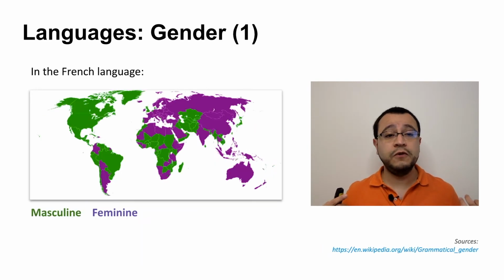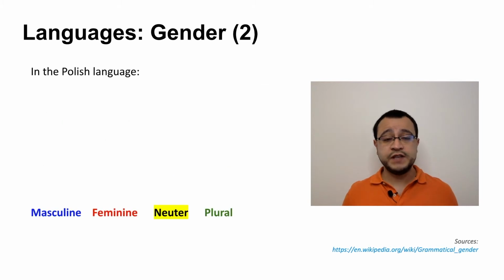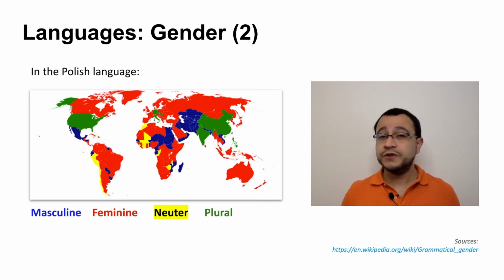Languages also involve gender. So to take an example from the French language, we can see that different countries in green have masculine gender and in purple have feminine gender. So for example, Colombia has feminine gender, so we would say "la Colombie." To take again the Polish example, we now see that we also have neuter, that is neutral, and plural names.